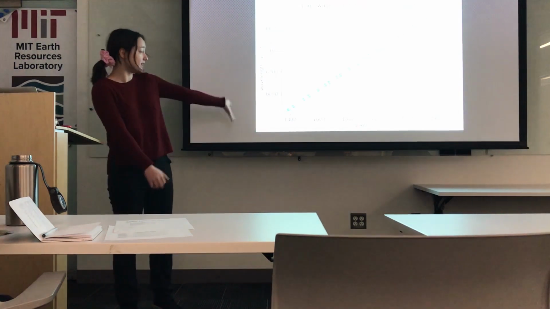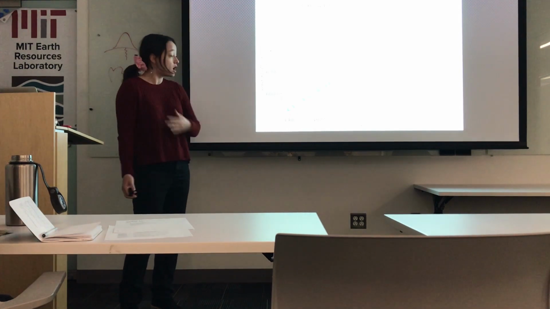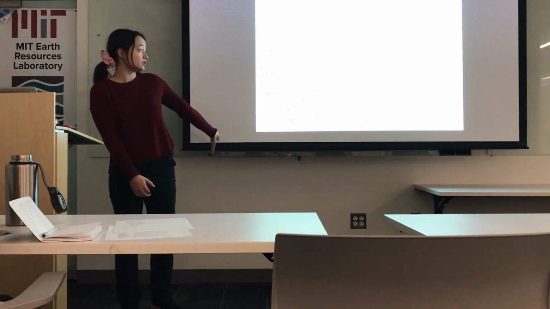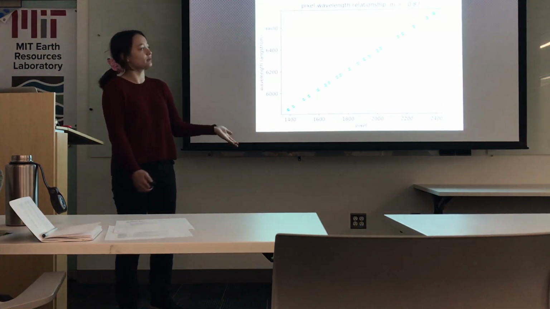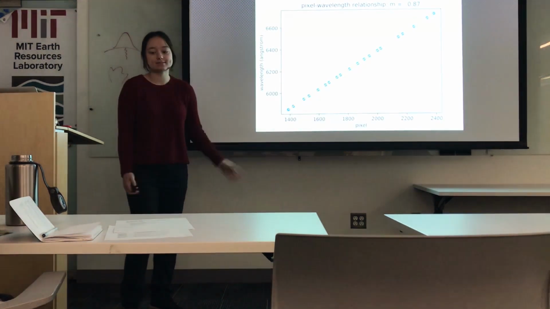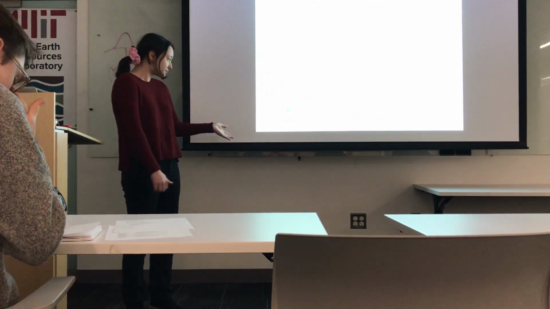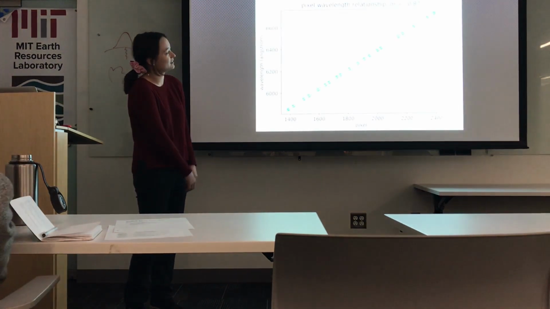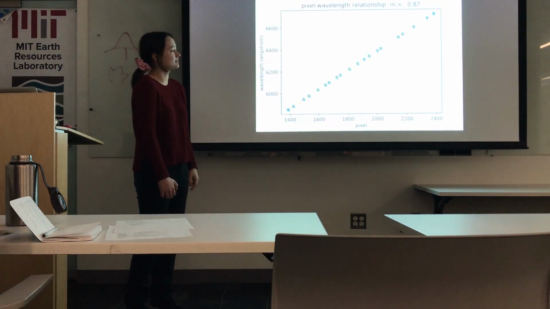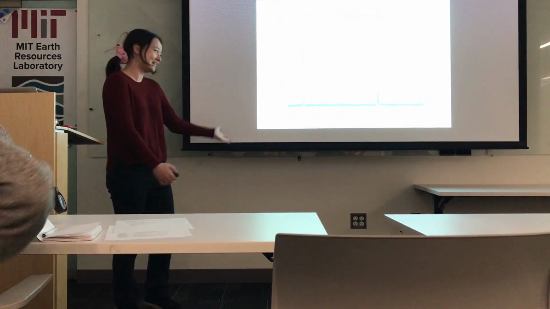So you can plot something like this with the wavelength position of those neon calibration lamp lines against their pixel values, and you can get a relationship like this. And for my data, I got a pixel wavelength relationship of 0.87. So once you apply this pixel wavelength relationship, there we go, you should get a spectrum like this.